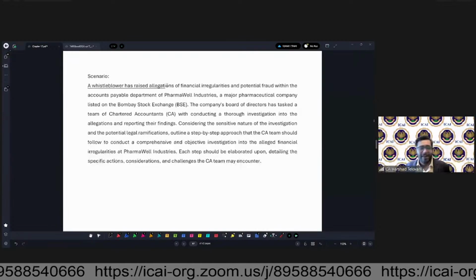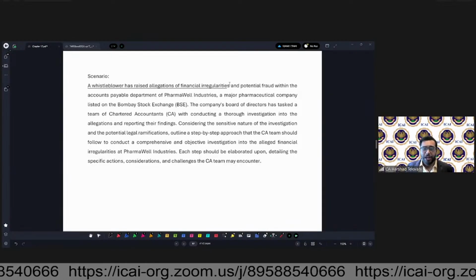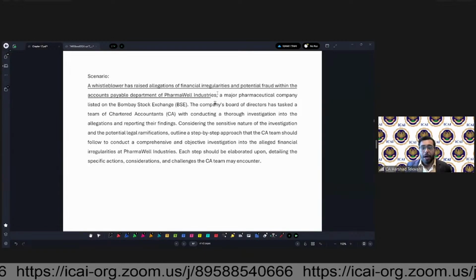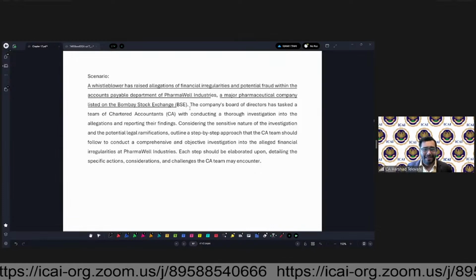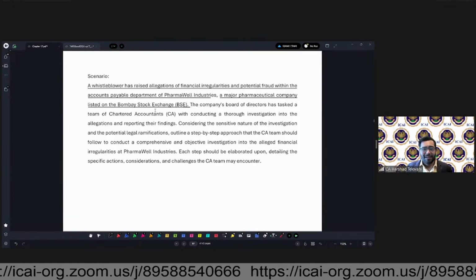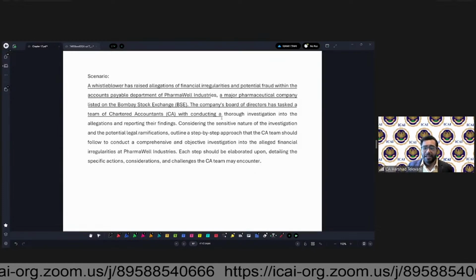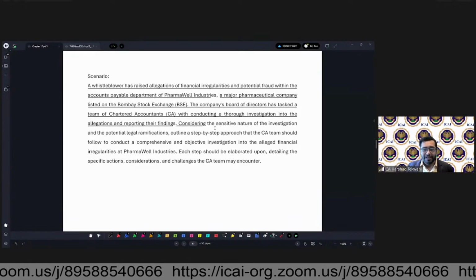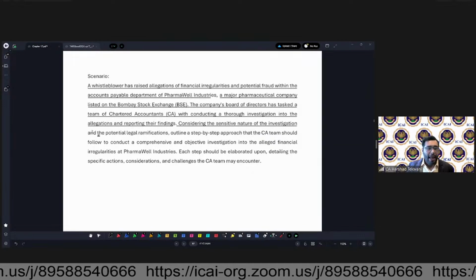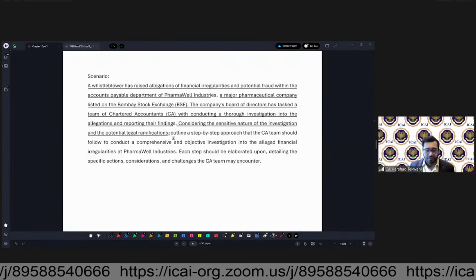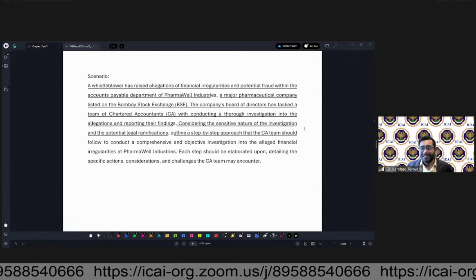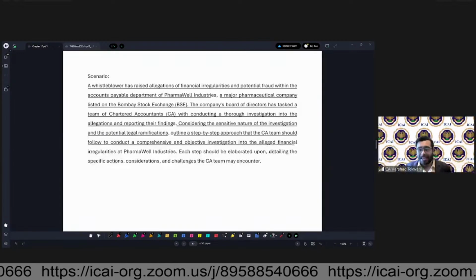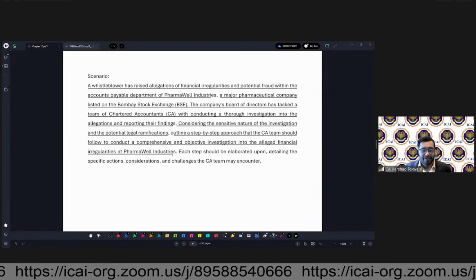A whistleblower has raised allegations of financial irregularities and potential fraud within the accounts payable department of Pharmawell Industries, a major pharmaceutical company listed on BSE. The company's board of directors has tasked a team of chartered accountants with conducting a thorough investigation into the allegations and reporting their findings. Considering the sensitive nature of the investigation and the potential ramifications, outline a step-by-step approach that the CA team should follow to conduct a comprehensive and objective investigation into the alleged financial irregularities at Pharmawell Industries.